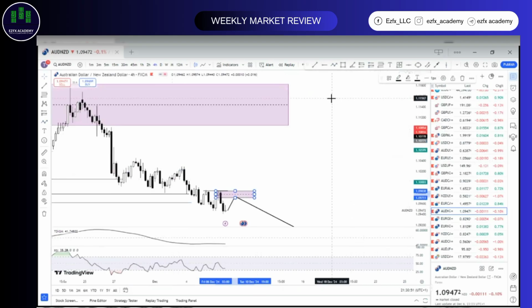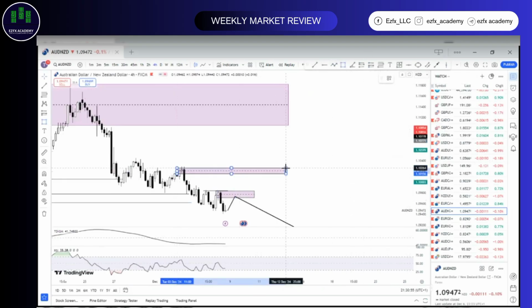This looks very valid also. All right, but this will be my second POI, 1.10292 and 1.10156. Right, that'll be my second POI off of AUDNZD.